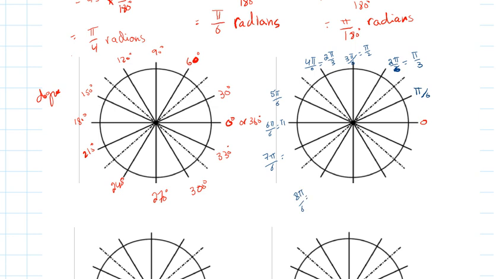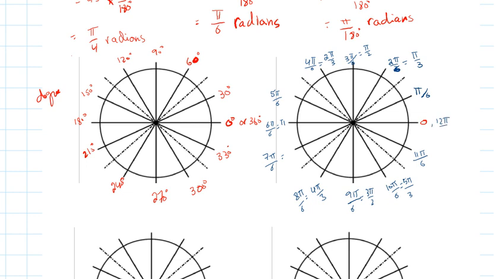9 pi over 6, I can divide both of them by 3, and that's going to be 3 pi over 2. And then 10 pi over 6, which is 5 pi over 3. And then 11 pi over 6, that I can't simplify. And then 12 pi over 6, which is 2 pi.